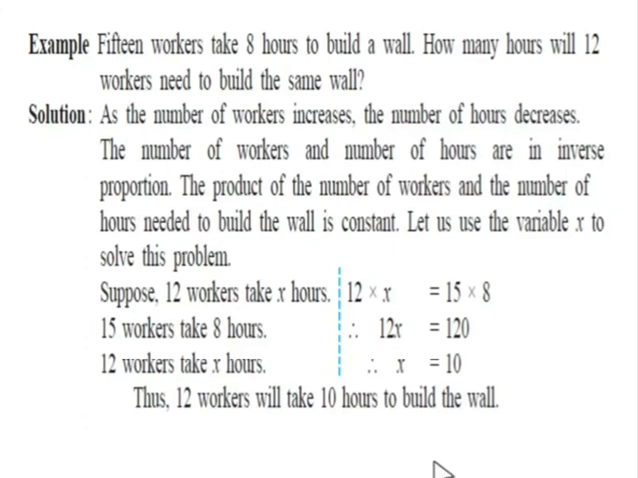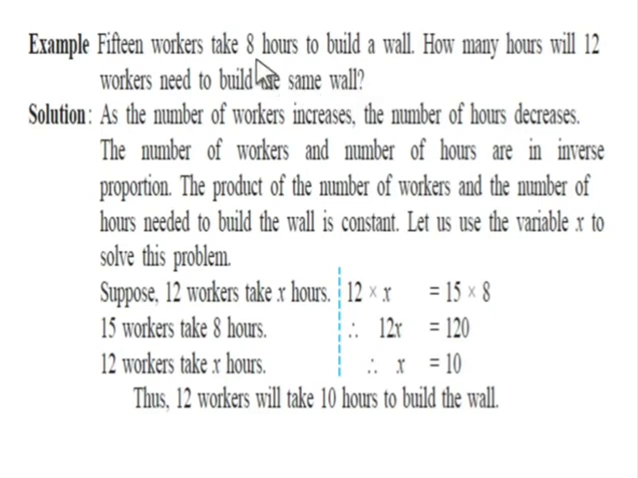Now, the next solved example, given on page number 65. 15 workers take 8 hours to build a wall. How many hours will 12 workers need to build the same wall? Now here in this example, children, 15 workers are taking 8 hours to build a certain wall. Now if the number of workers decreases, then naturally they will take more time to build the same wall. Hence, this is an example of inverse proportion.